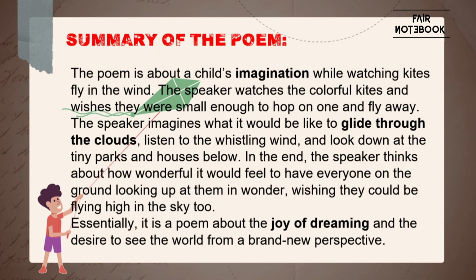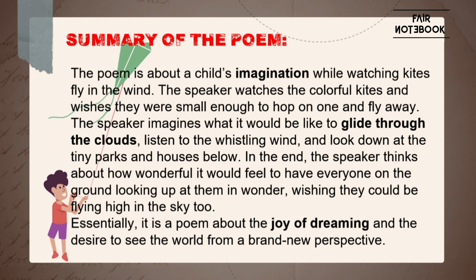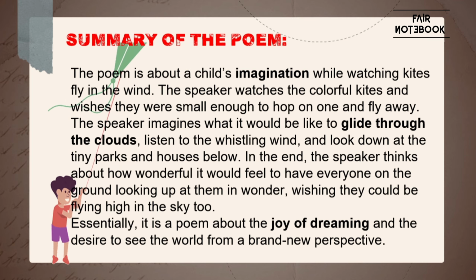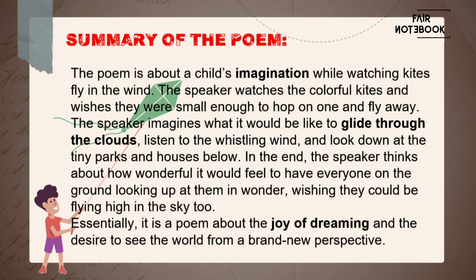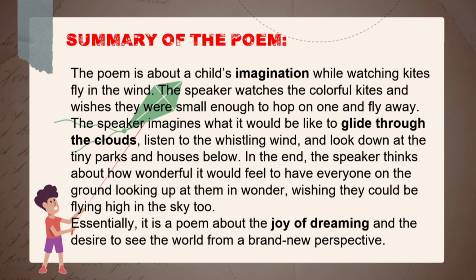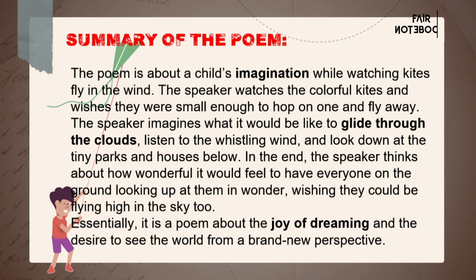Summary of the poem. The poem is about a child's imagination while watching kites fly in the wind. The speaker watches the colorful kites and wishes they were small enough to hop on one and fly away. The speaker imagines what it would be like to glide through the clouds, listen to the whistling wind, and look down at the tiny parks and houses below.